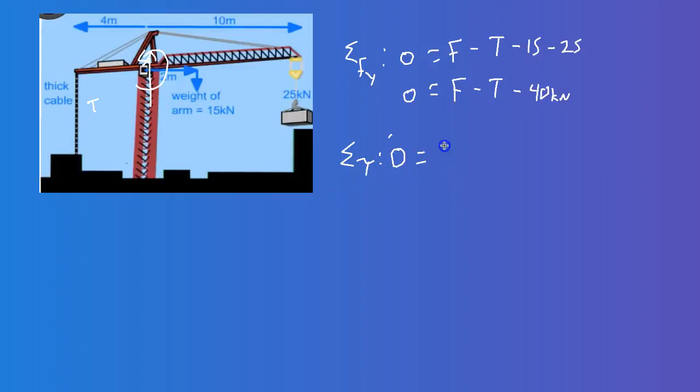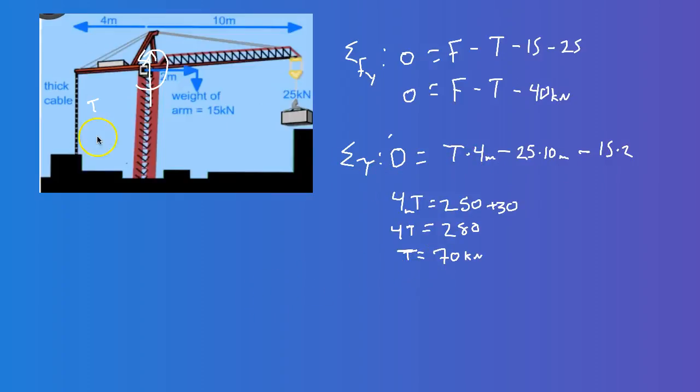The cable is pulling it in this direction, which is going to be a positive torque. So we're going to say the force of tension acting 4 meters away, minus this 25 kilonewton force on the other side that's 10 meters away. And then we have this other force, which is the actual weight of the beam. It's going to be located at the center of the beam, or I guess in this case it's a little bit off center. And so that's also going to be negative. So that'd be 15 times 2. And so now we can solve this equation for T.